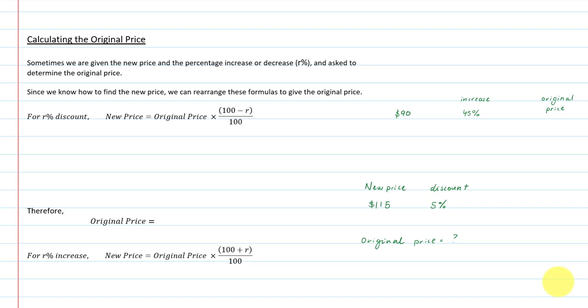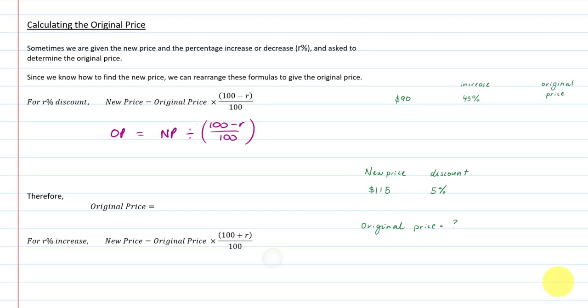Since we know how to find the new price, we can just rearrange that formula. We know the new price is equal to the original price times by 100 minus R over 100. So we rearrange that formula and we say that the original price, OP, is equal to the new price, NP, divided by 100 minus R over 100. And all we need to know is the new price and the rate of decrease R.